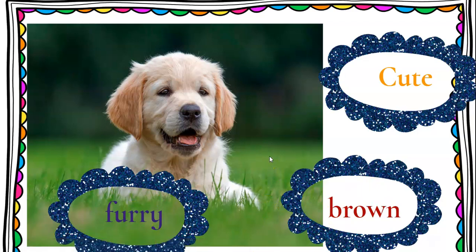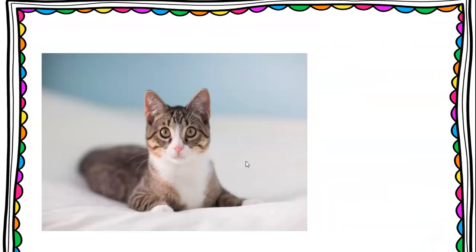Now, when you describe things, you can talk about their color, you can talk about their size, you can talk about their mood, if they're happy or sad. When I showed this picture to a child, the child said he was happy. That's another word that describes this puppy. Let's move on to the next picture.